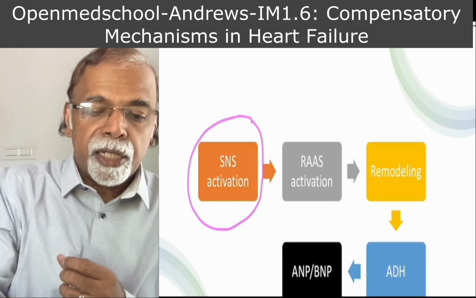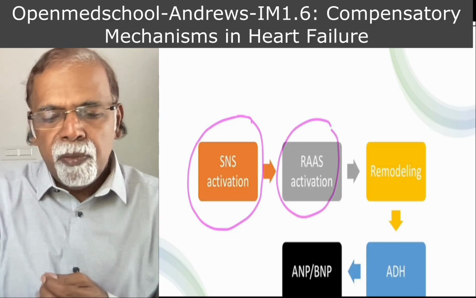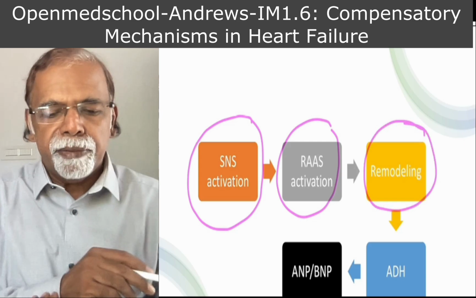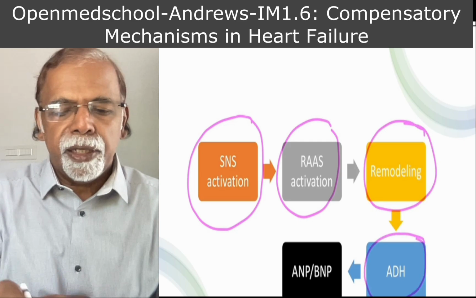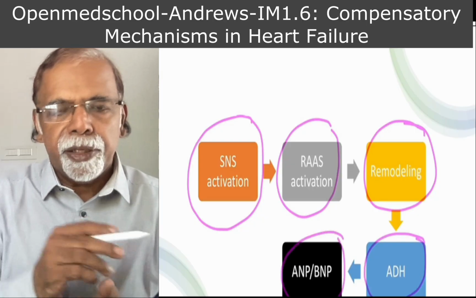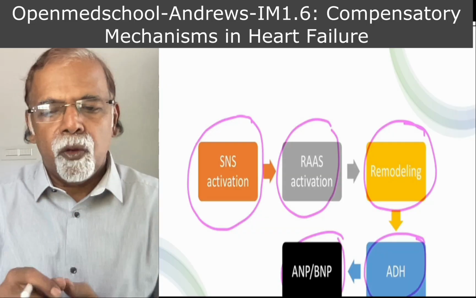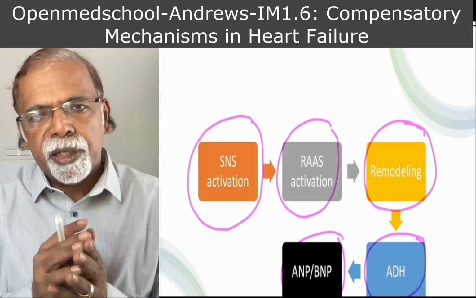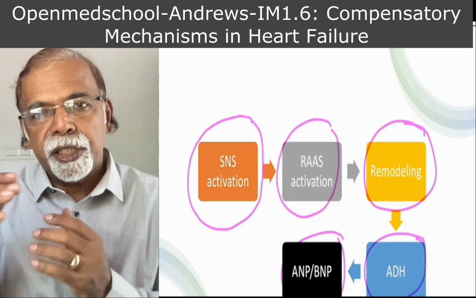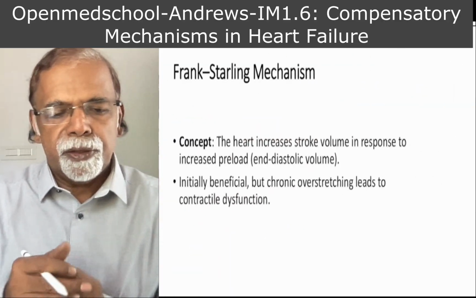Second important thing is the RAS activation, renin-angiotensin-aldosterone. Then there is a remodeling of the ventricular myocardium. There is secretion of ADH, and finally the ANP and BNP. So these are the compensatory mechanisms. So what's the problem with the compensatory mechanisms? The compensatory mechanisms initially help, but in the long term this will lead on to damage.